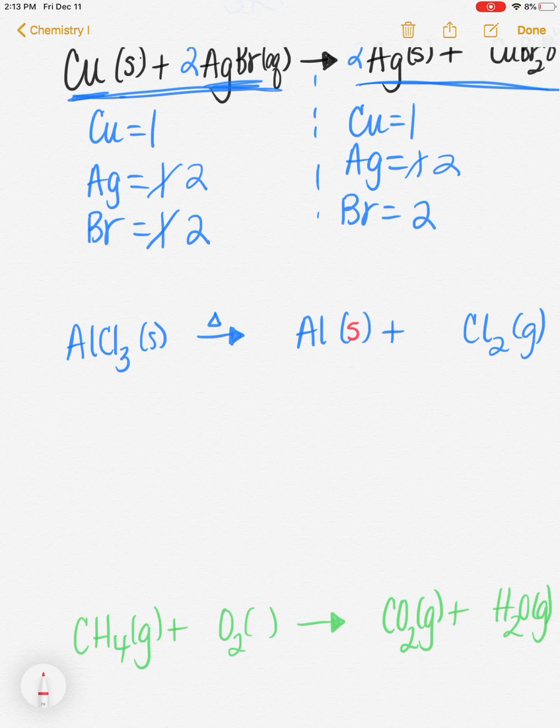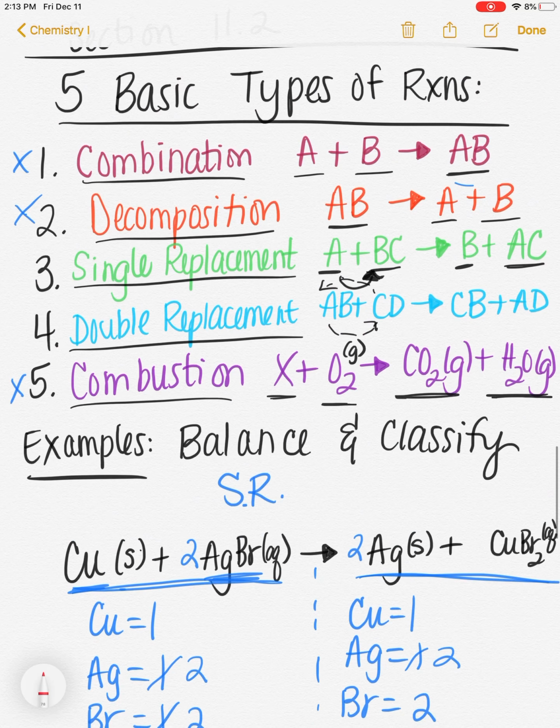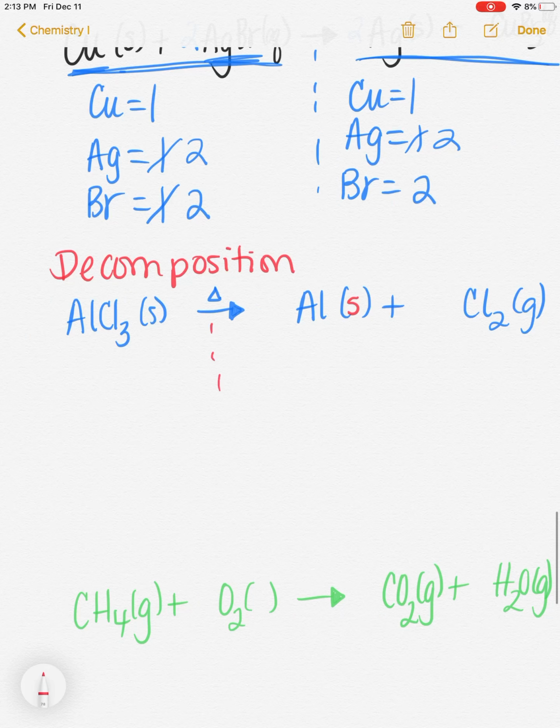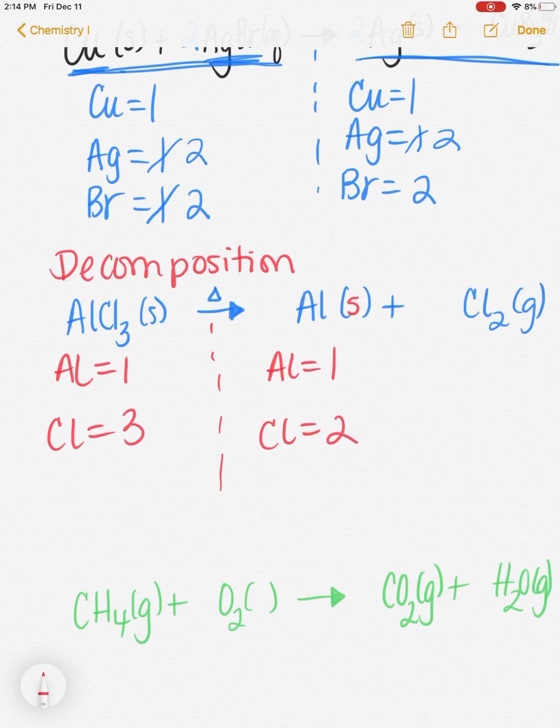All right, let's just go ahead and classify this right now. So we definitely don't have combustion here because we're not making CO2 and H2O. If this is a combination reaction, I have to have one product. I don't have one product, but I do have only one reactant, which makes this a decomposition reaction. All right, now let's balance it. So we're gonna draw our border line here. Then we're gonna list what we've got. We've got aluminum and chlorine on the right side. I have 1 aluminum and 3 chlorines on the left, 1 aluminum, 2 chlorines on the right.